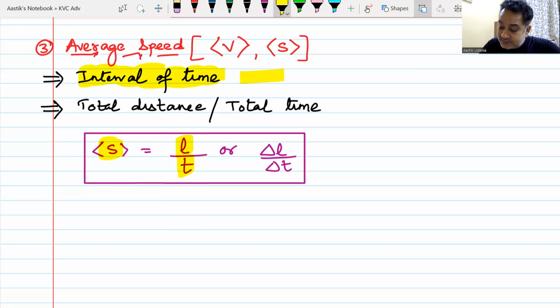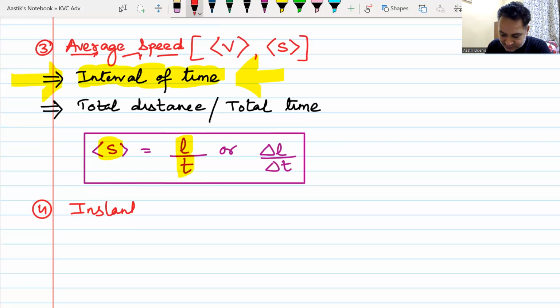Now, it is always calculated over an interval of time. So there must be something that can be calculated at any given time. What is the fourth type of speed that we must understand now? Instantaneous. The fourth type of speed that we must understand now is instantaneous speed.